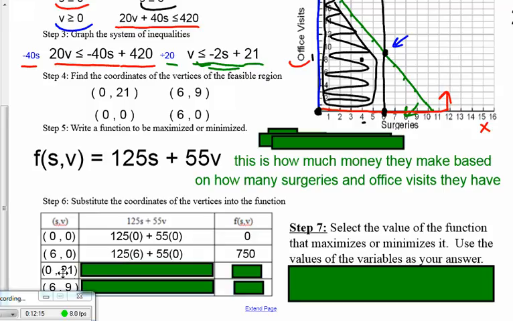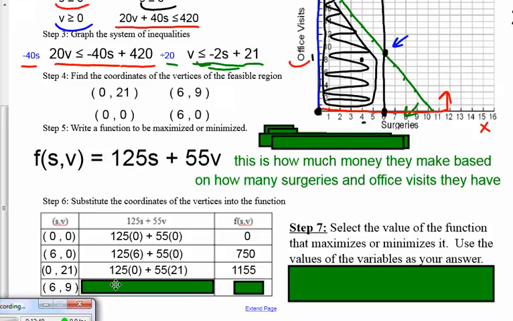The other corner that we could do is 0 surgeries and 21 office visits. In that case, we'd have 0 times 125 plus 55 times 21. When we solve that out, that's going to give us $1,155. So again, in that case, we didn't do any surgeries. We just did office visits, and we were able to make over $1,000 that day.